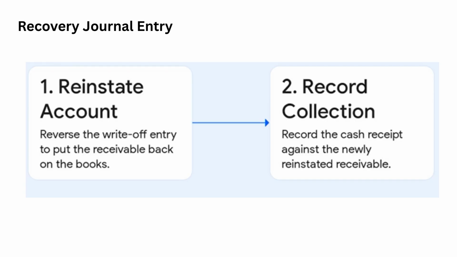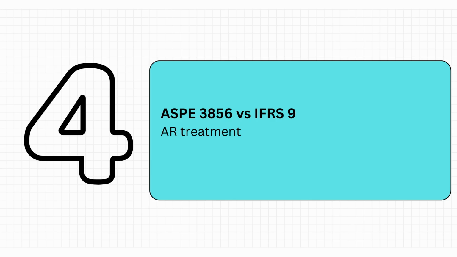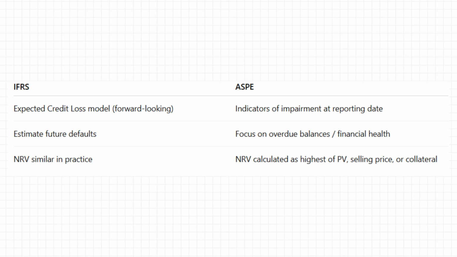Now, before we wrap up, let's quickly touch on how IFRS and ASPE handle receivables. Under both systems, receivables must be assessed for impairment at each reporting date, but the approach is different. Under IFRS, we use the expected credit loss model. That means you look forward and estimate possible future defaults, even if no specific account looks bad yet. Under ASPE, you assess whether there are indicators of impairment at the reporting date. For example, overdue balances or concerns about a customer's financial health.